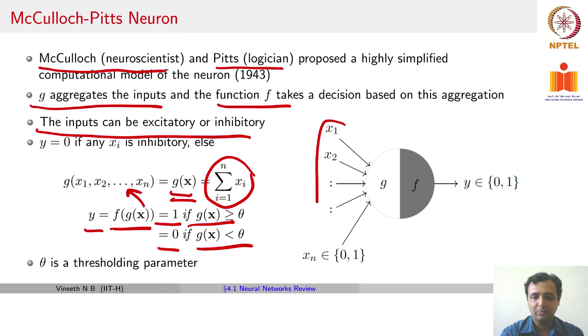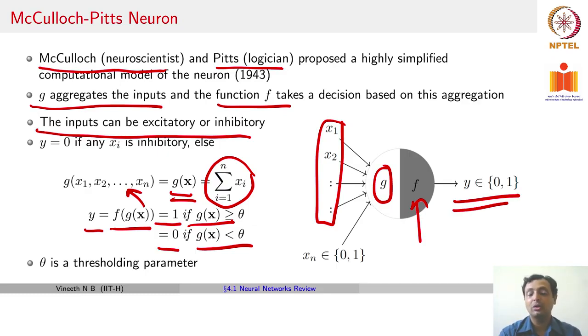So you have a set of n inputs. They all come into the function g, which aggregates them, and f is the function that acts on g based on a pre-specified threshold theta. And that decides the final output, which also is a binary value.